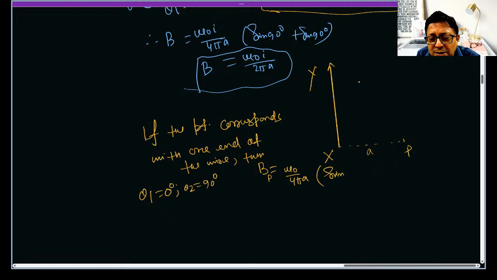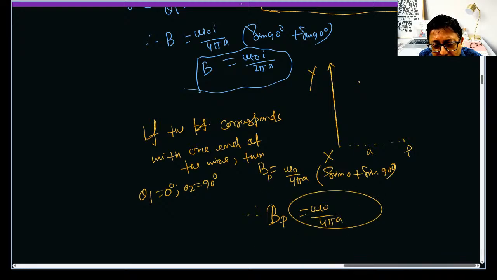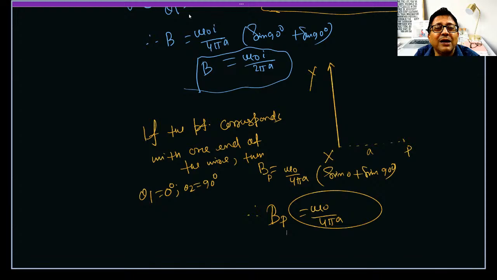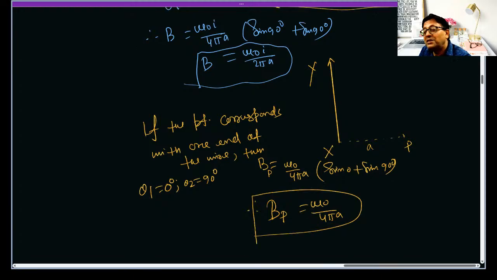Sin theta 1, that is sin 0 plus sin 90. So B at P will be... clear? Understood? This is the expression for magnetic field due to a long straight wire. I will just show you one area of application. Okay?